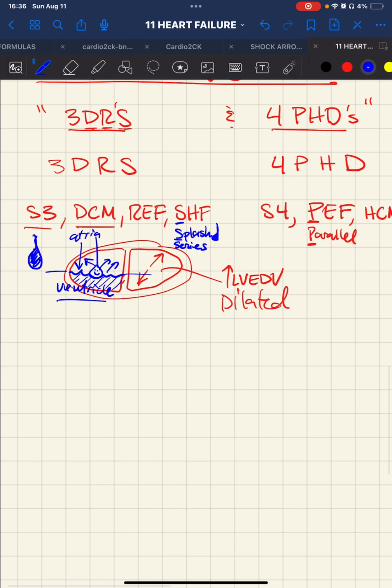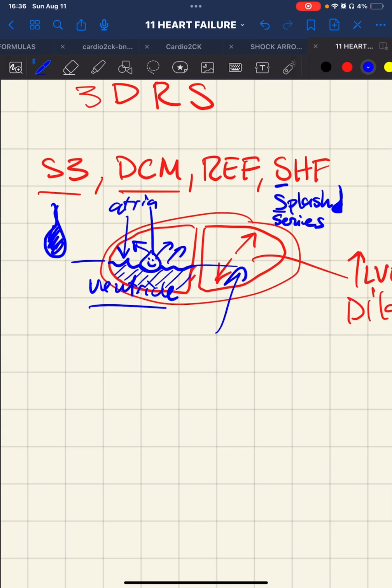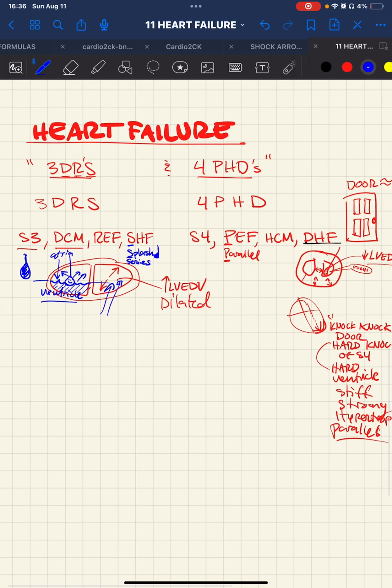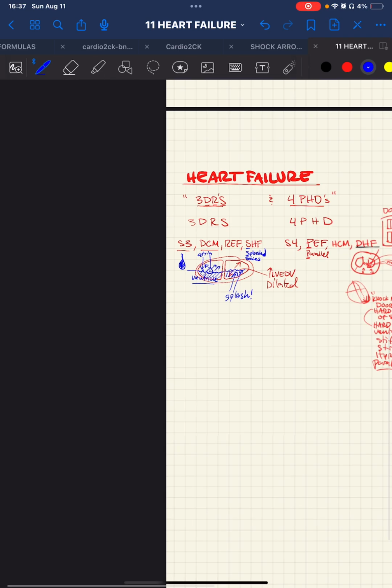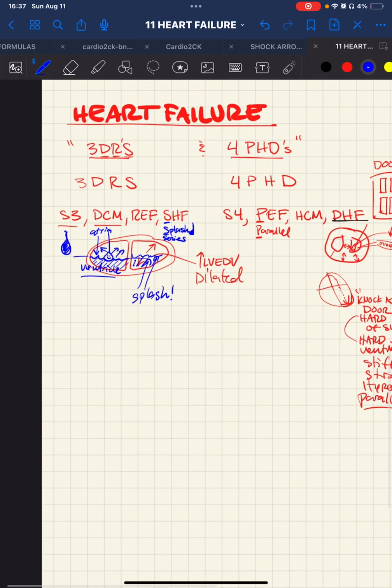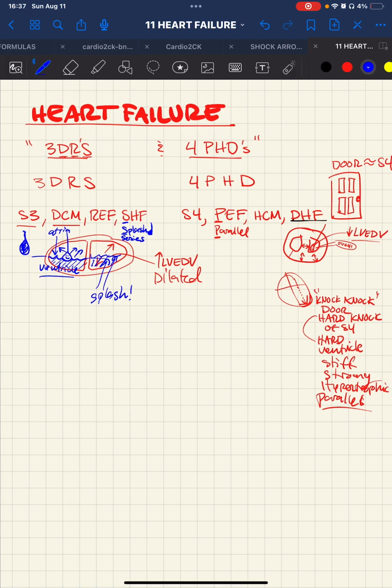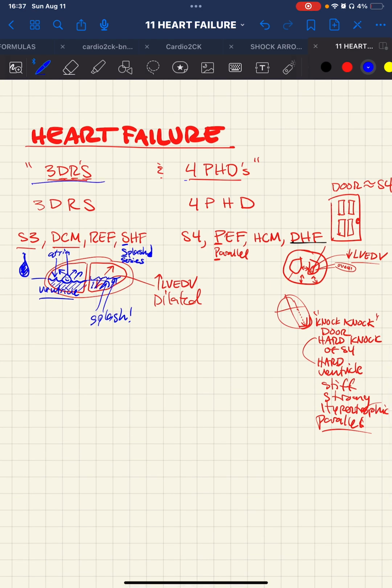All right. I actually meant for this to be in this ventricle, so just imagine it's over here. So there you have it. We have, just imagine this is over here. Splash. All right, use your imagination there. So we have heart failure. So let's look at it. We have 3 doctors and 4 PhDs.